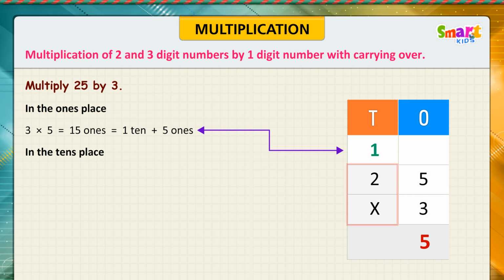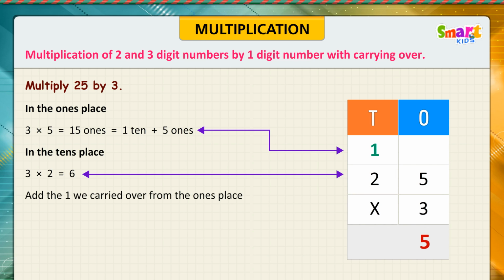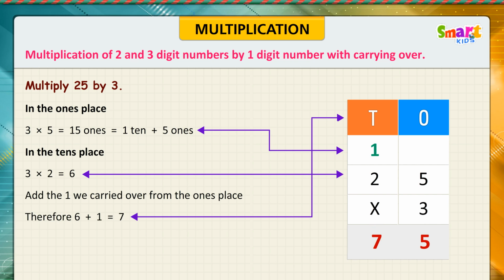In the tens place, 3 into 2 is equal to 6. Add the 1 we carried over from the ones place. Therefore, 6 plus 1 is equal to 7. Look at another example.